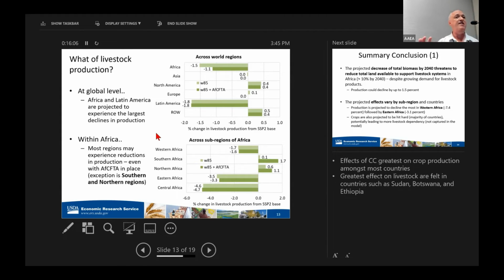And these were ones that didn't get as much impact with the changes in biomass, but they may also be, again, through trade, increasing production to fill the gaps in the other regions.